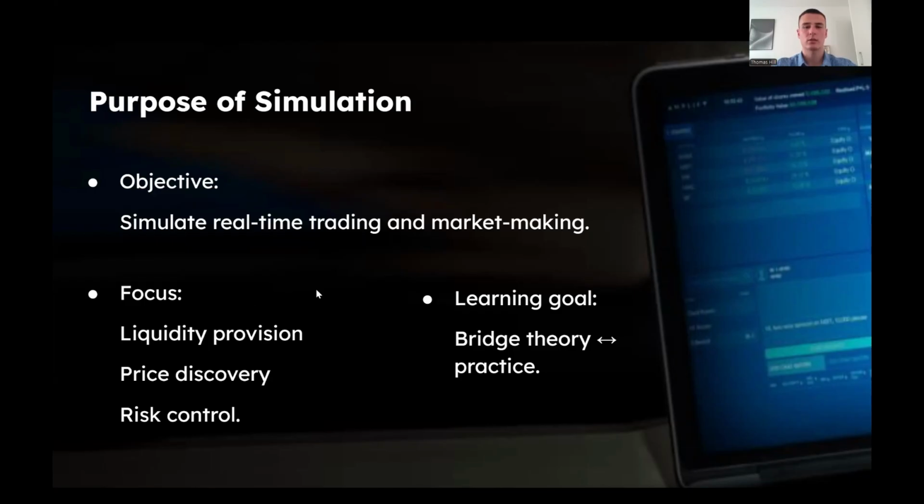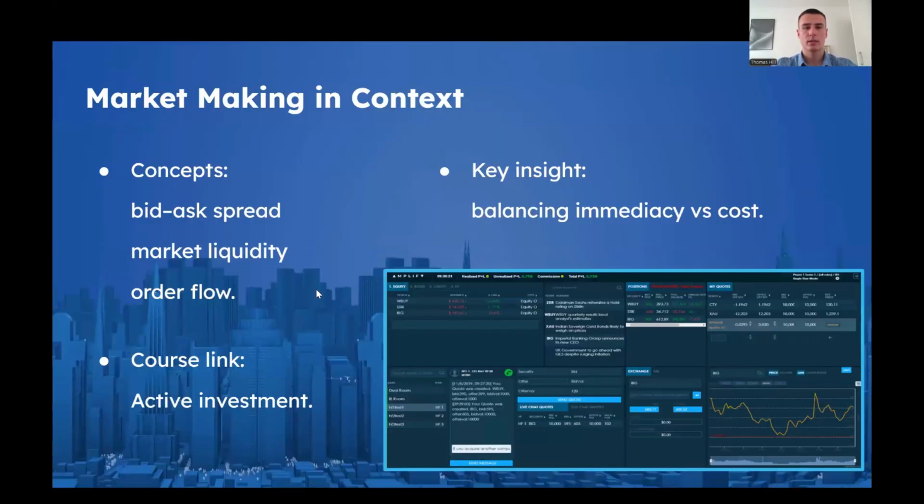To understand how this theory was applied, it is useful to consider the broader context of market making itself. Market making is the process of ensuring continuous trading in financial markets by quoting buy and sell prices. In the course, this concept was examined through the lens of active investment and market microstructure, where liquidity and order flow determine trading efficiency. The simulation operationalized these ideas by requiring participants to balance immediacy with cost.